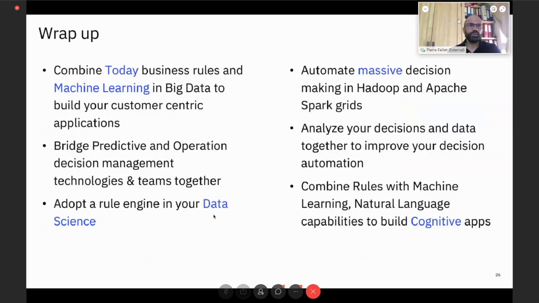So, wrap up. You can combine today business rules and ML, and there is an interest to bridge the cultures of the two teams today. We are good to go for data science with business rules. And there are other opportunities on the cognitive part and on chatbot conversational agents that we don't have time to cover in this presentation.